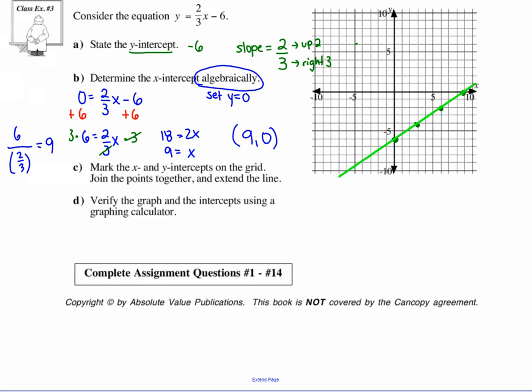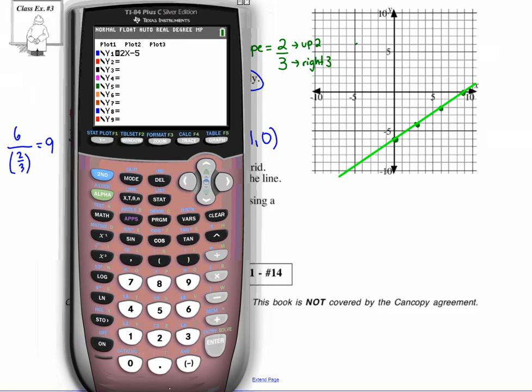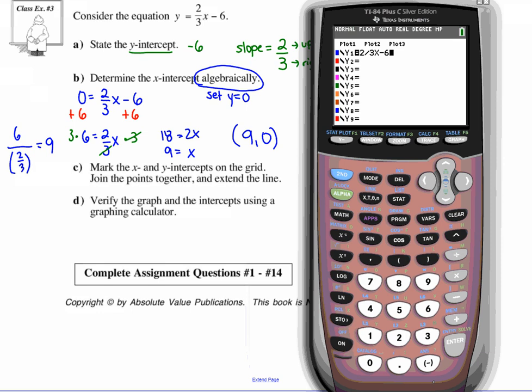Just to review, it says verify with your graphing calculator their intercepts. So let's review how to do that. Grab your graphing calculator. Let's type in this equation. 2/3 x. Which way do you want me to move it? This way? Yeah. Okay.